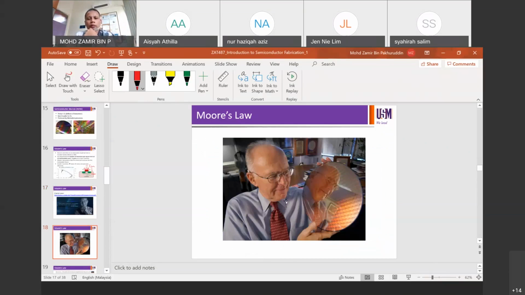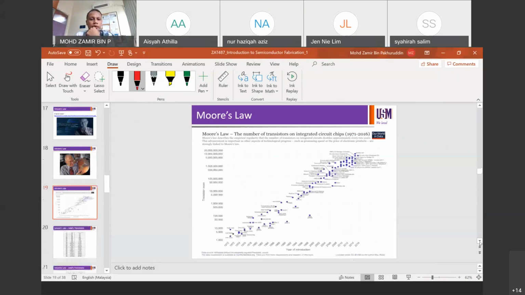So this is Gordon Moore with a wafer with integrated circuits printed. This is also Moore's law. You can see the number of transistors on the y-axis against the year of introduction on the x-axis, with different technology names, from 1971 till 2016.